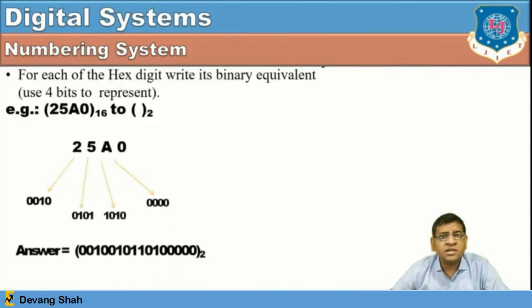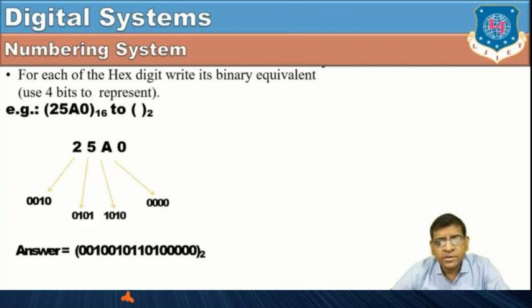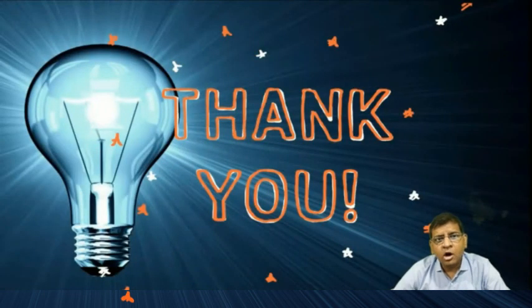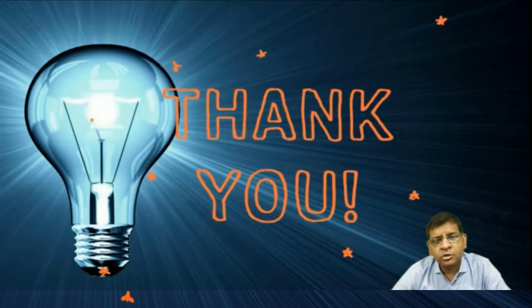Now this is a hexadecimal number, and you have to convert it into binary form. You can see 2 is represented in 4 bits, right? Because it is a hexadecimal number. So 2 is represented as 0010, 5 as 0101, A as 1010, and 0 as 0000. If you combine all this, you will have your answer in binary form, right? You should understand how we can convert one numbering system into another numbering system.